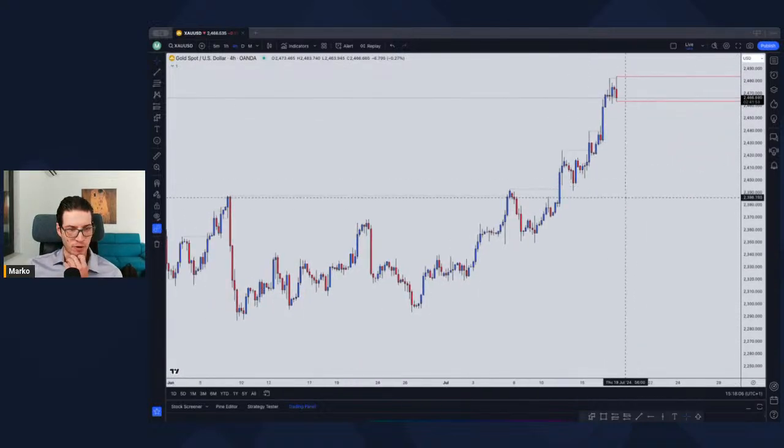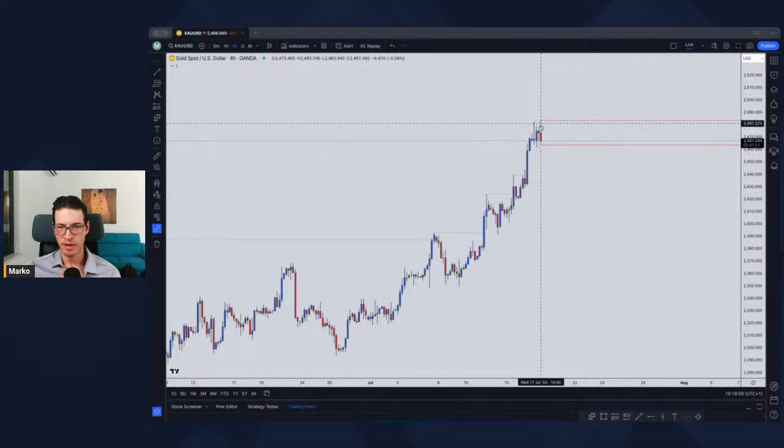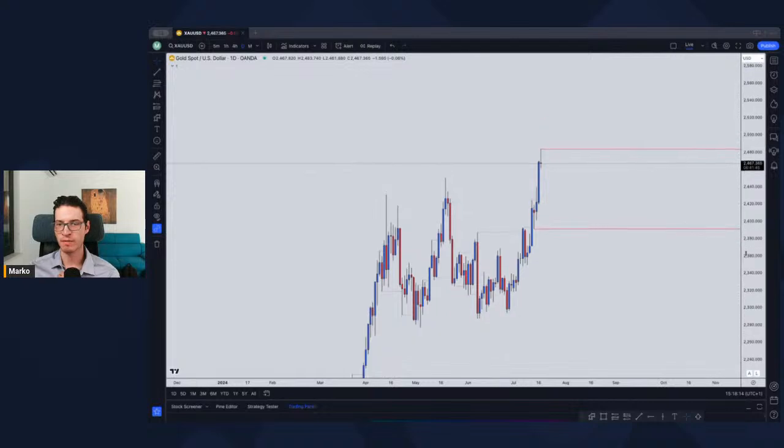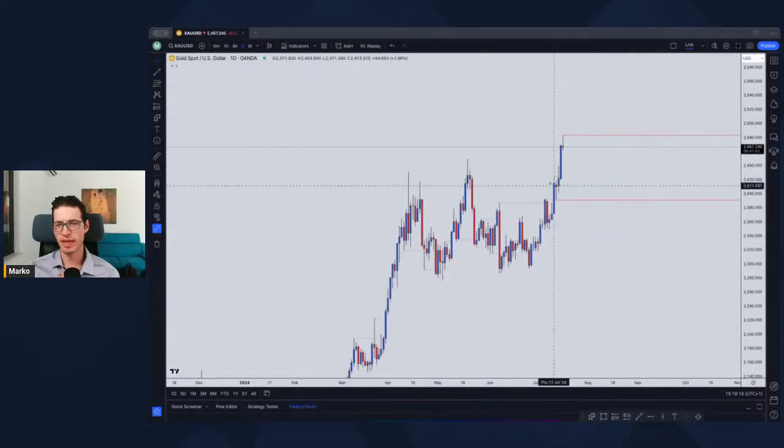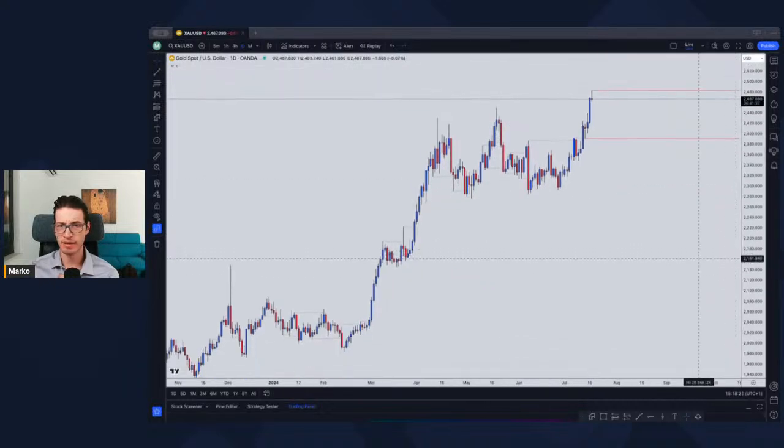I like the 4 hour chart. So currently it broke the high and retraced, but it's still printing mainly bullish momentum. Daily is looking very, very nice. Okay, the daily looks good. It looks like we finally broke this level. This was a major level that I was looking at.